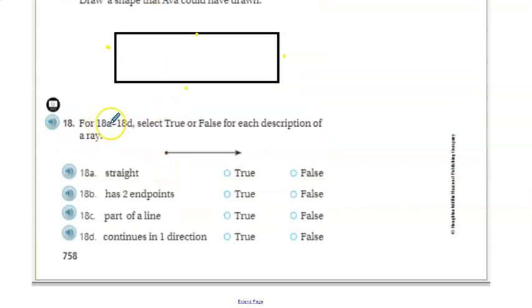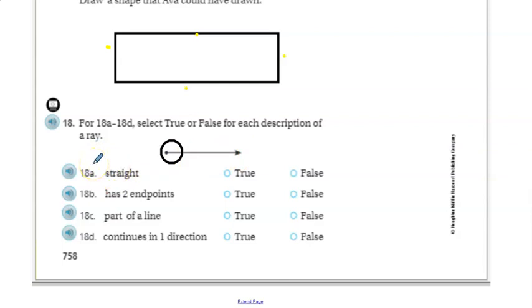For 18, A to D, select true or false for each description of this ray. Remember, if I drew a circle here, then it would be the sun, and this would be a ray of light. That's how you remember this little dot. If you expanded it out, it would be the sun. And we know the sun gives rays of light. Well, it's Western PA, so we really haven't seen the sun lately, but it's coming.